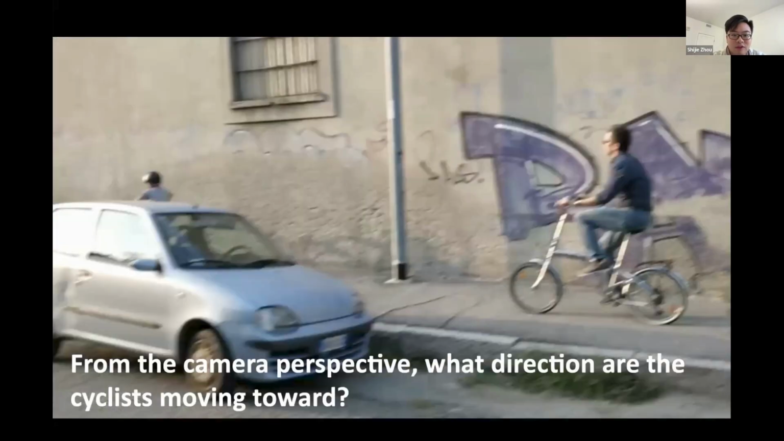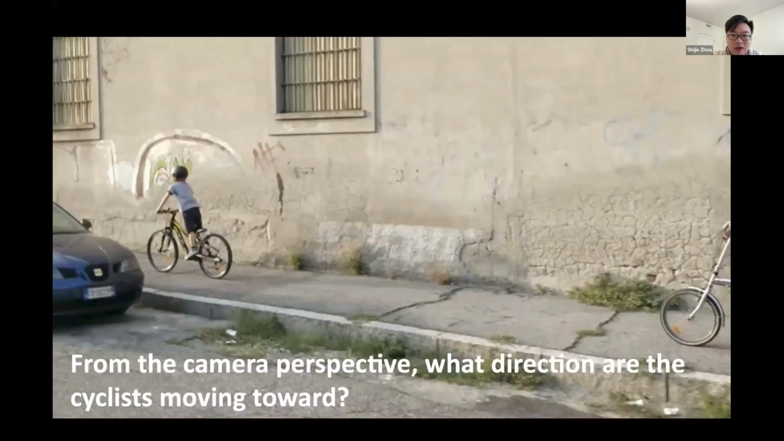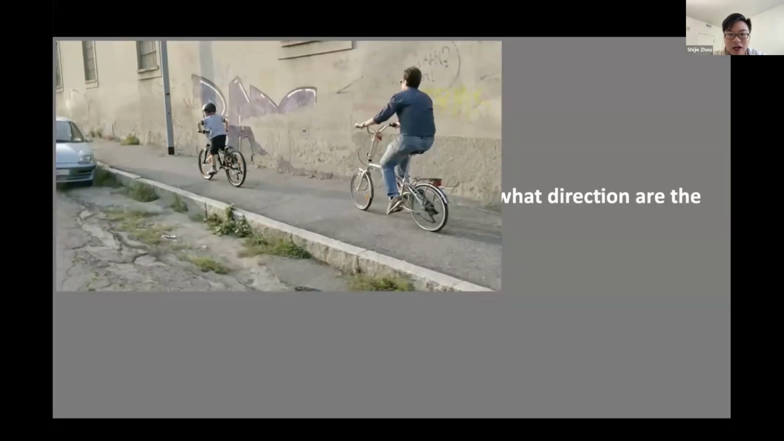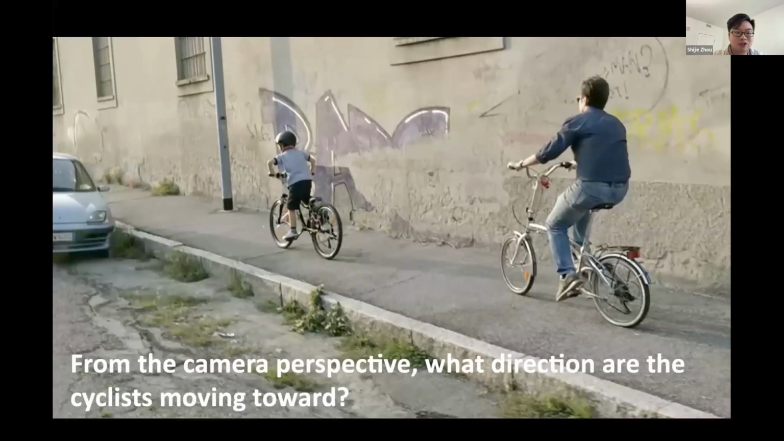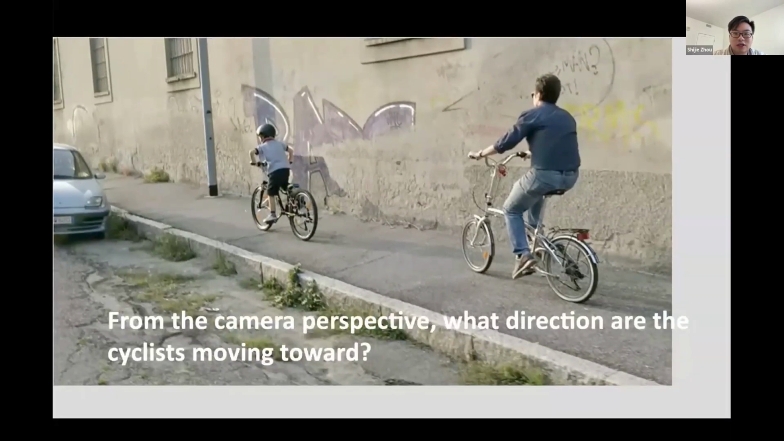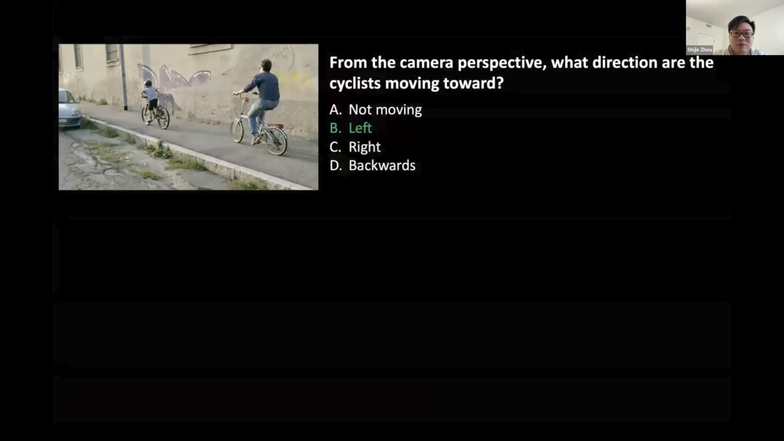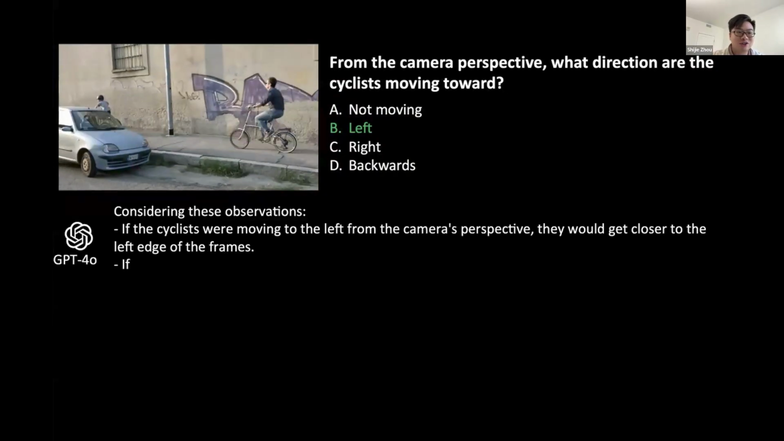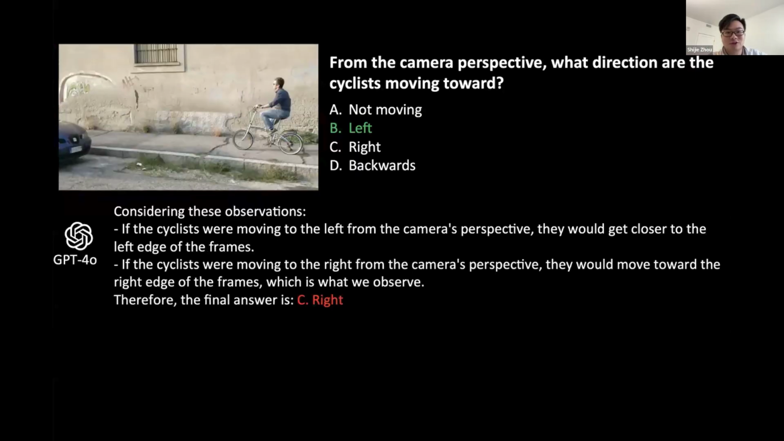So I'm going to start with this video. After watching this video, I would like to ask you a very simple question. From the camera perspective, what direction are the cyclists moving toward? I think as human beings, it's very easy for us to answer that they are moving towards the left. But let's see how GPT-4o answers this question.